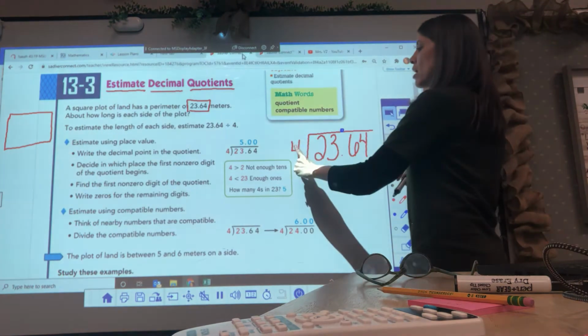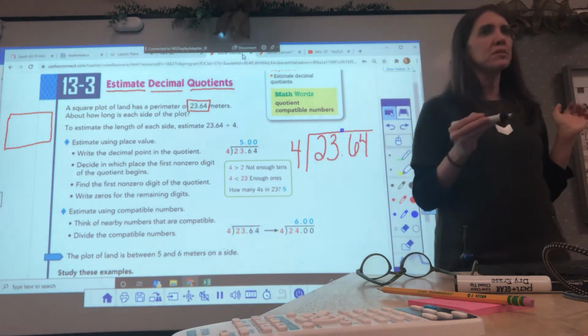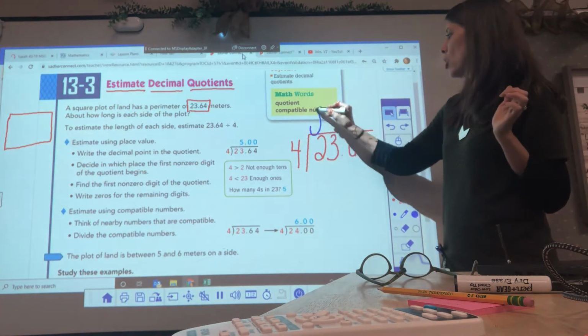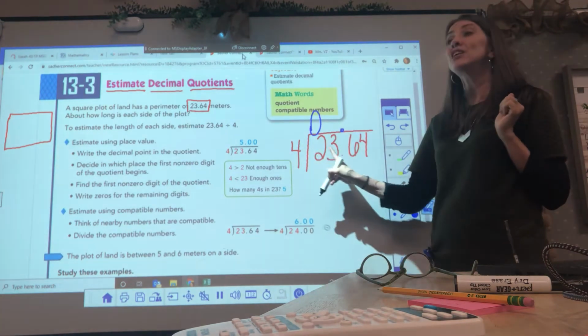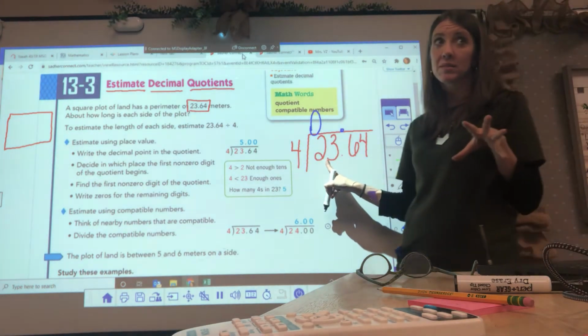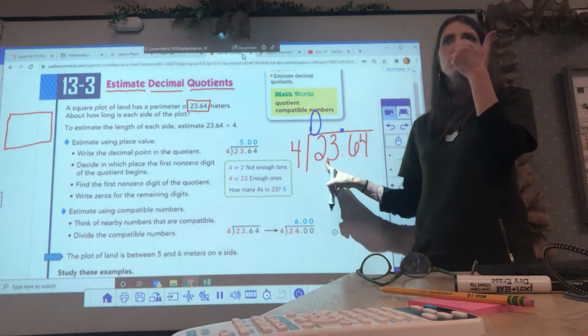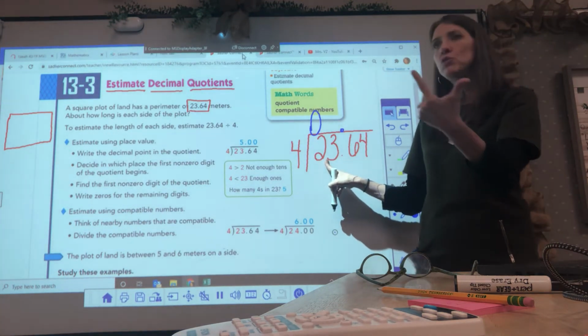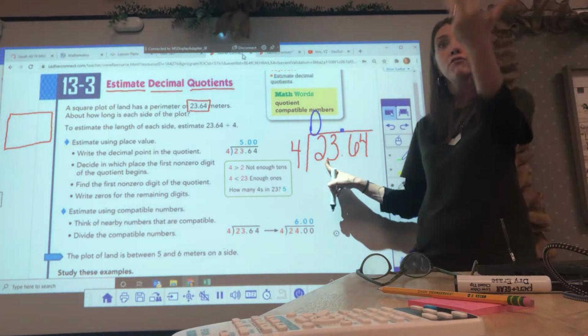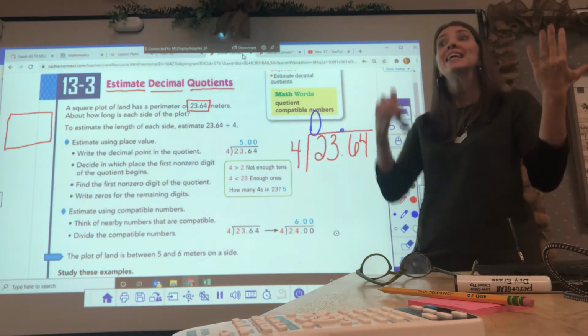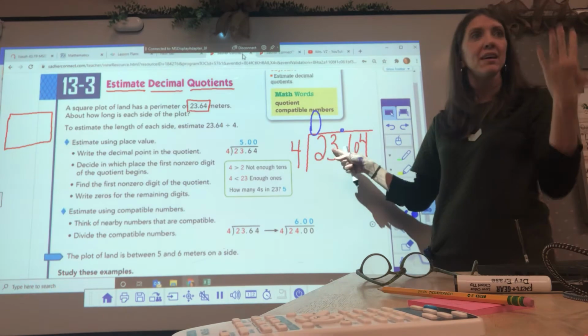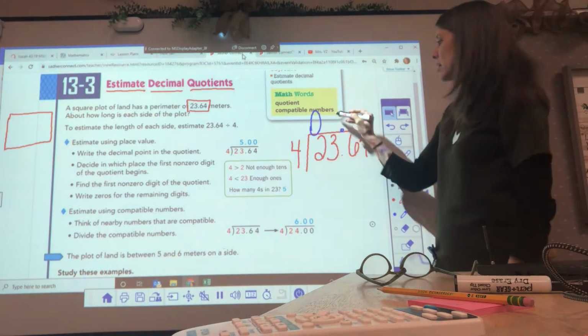Let's do it. 4 goes into 2 how many times? 0. 4 goes into 23 how many times? Without going over, remember it has to go in that many times. If it goes once, that would be 4, 2 would be 8, 3 would be 12, 4 would be 16, 5 would be 20, 6 would be 24. Too many. It goes in 5 times.